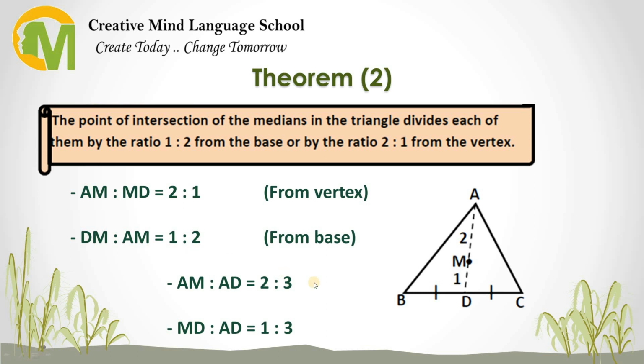From this rule, we can deduce 2 important points. The ratio of AM to AD is 2:3. AM to the whole median is 2:3, because AD here is the sum of the 2 ratios, which is 3. So AM to AD is 2:3. On the other hand, MD to AD is 1:3. These ratios and these points are very important to understand the medians.